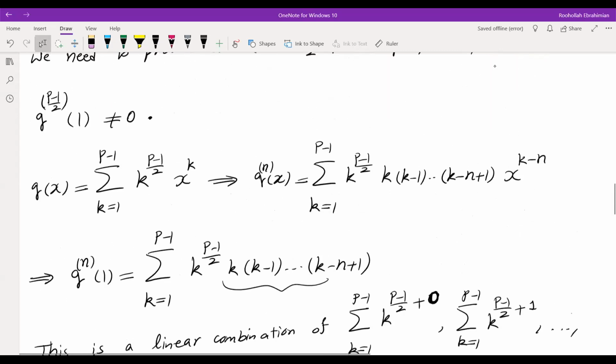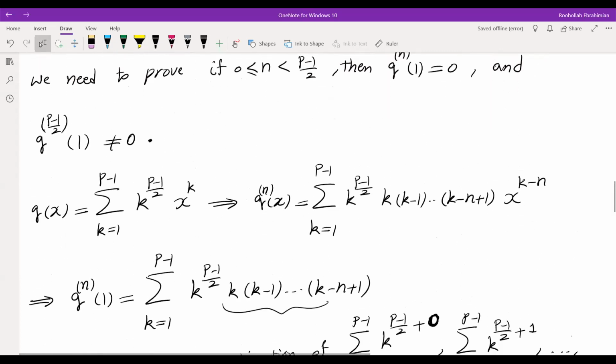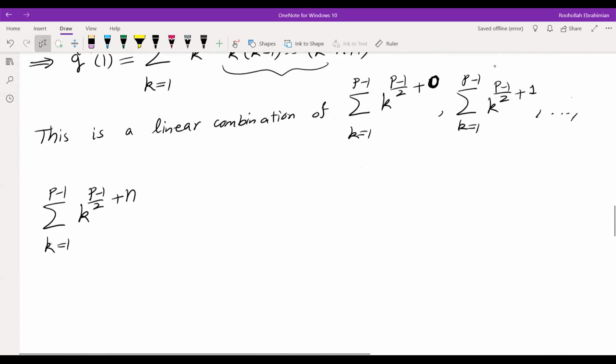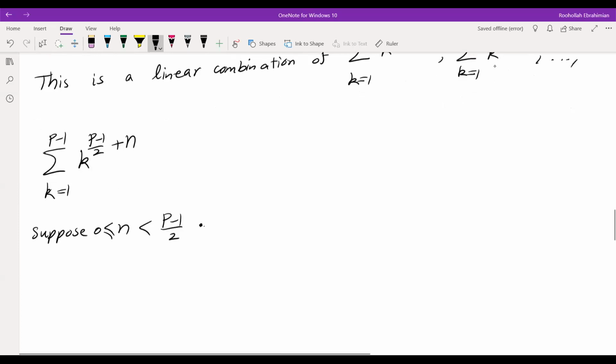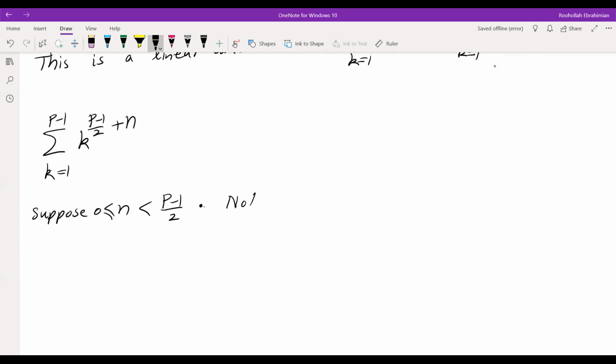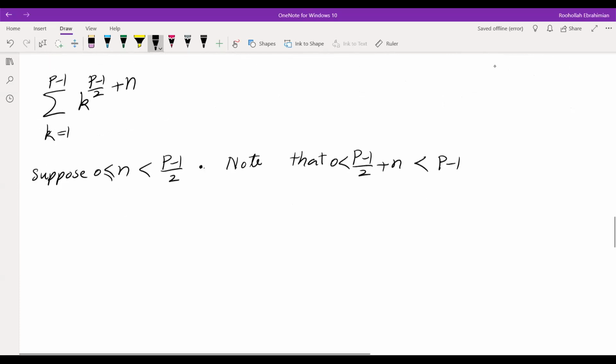Okay, so this is the case where n is less than (p minus 1)/2. So suppose n is less than (p minus 1)/2. Note that (p minus 1)/2 plus n is going to be less than p minus 1, and of course more than 0.